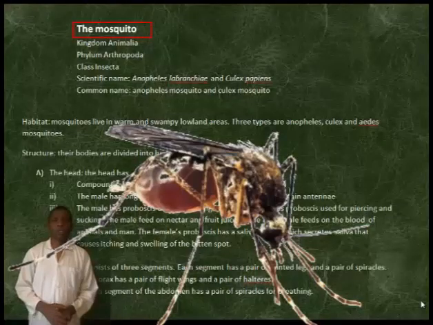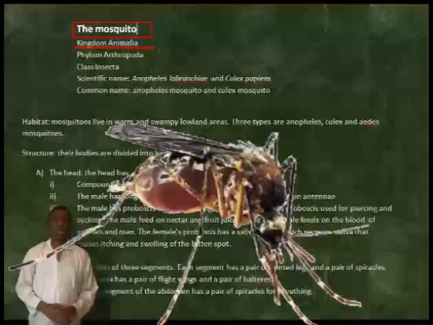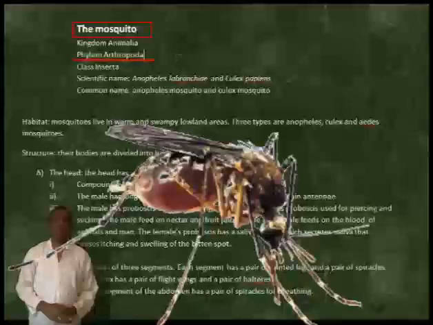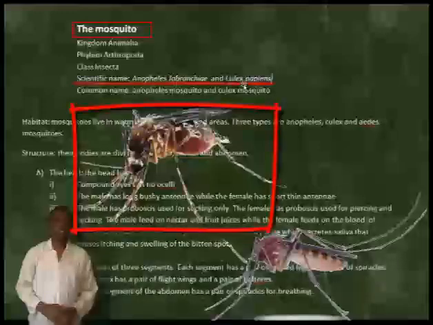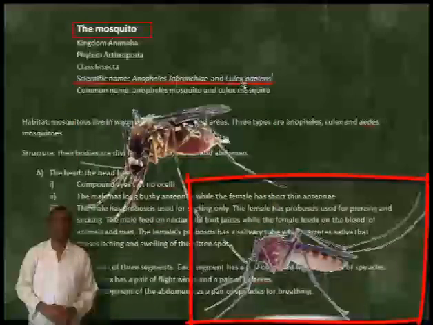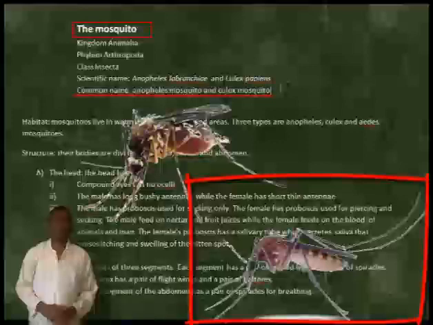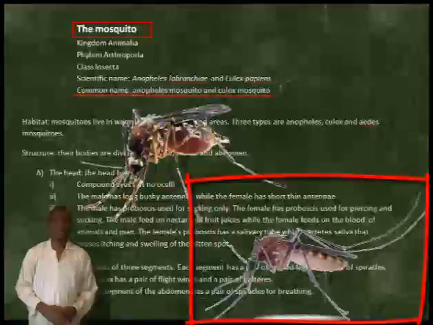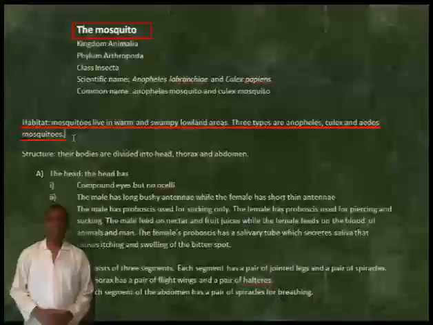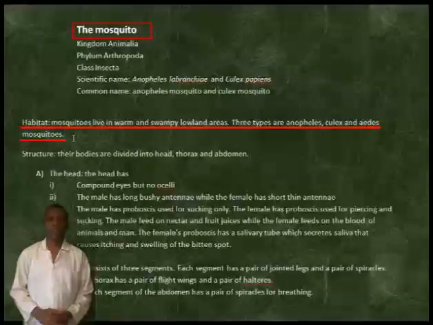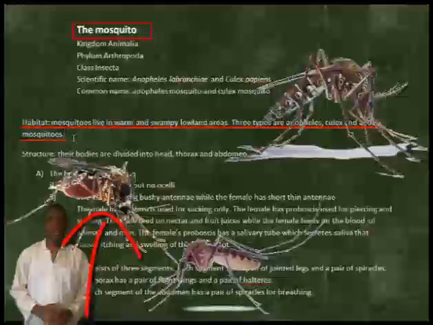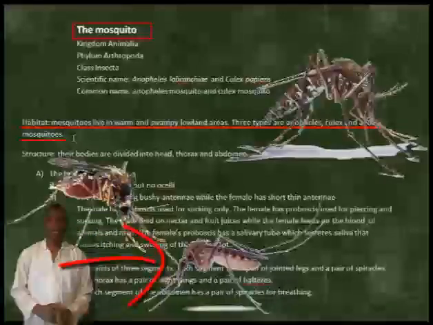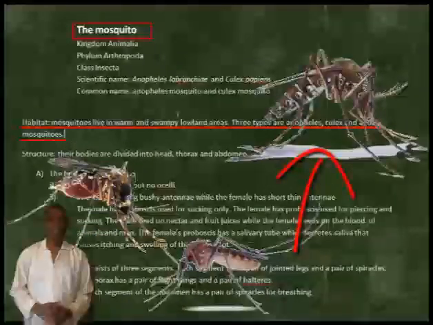The mosquito. Kingdom: Animalia. Phylum: Arthropoda. Class: Insecta. Scientific names: Anopheles labrantia and Culex pipiens. Common names: Anopheles mosquito and Culex mosquito. Habitat: mosquitoes live in warm and swampy lowland areas. Three types of mosquitoes are the Anopheles mosquito, the Culex mosquito, and the Aedes mosquito.